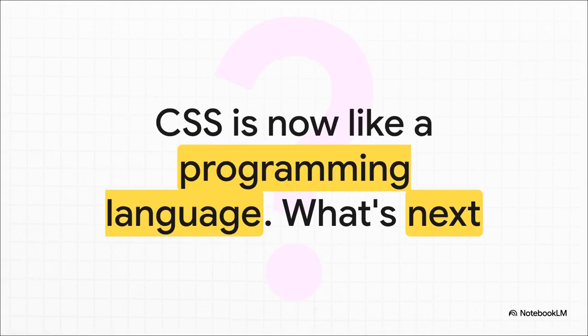I mean, when you really think about it, with responsive layouts, variables, conditional logic, CSS is starting to feel more and more like its own kind of programming language, isn't it? It has all these powerful new capabilities that once belonged only to JavaScript, which leaves us with one really fascinating question. What's the next big problem it's going to solve?